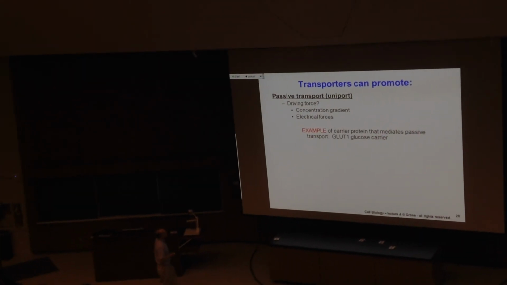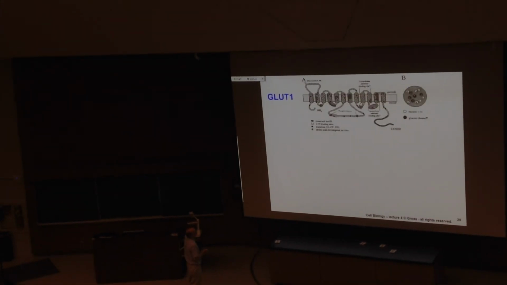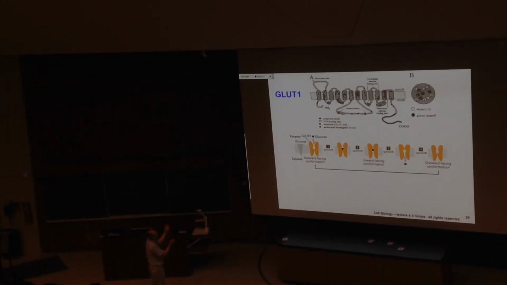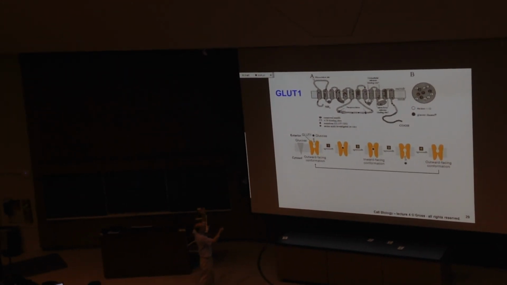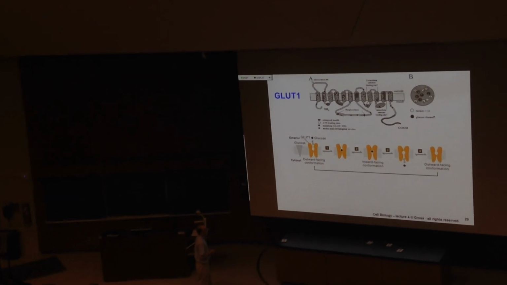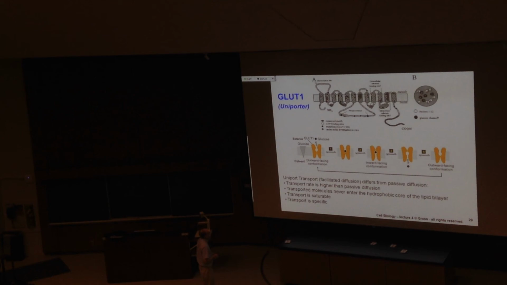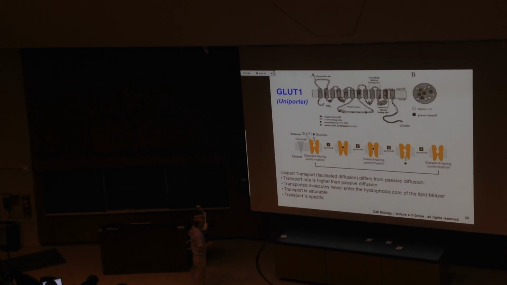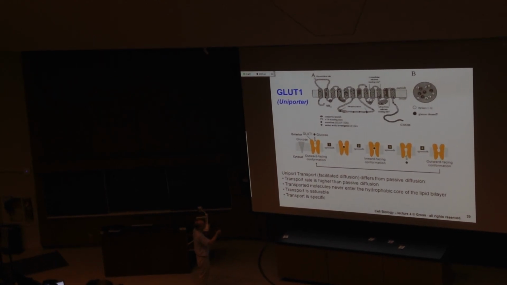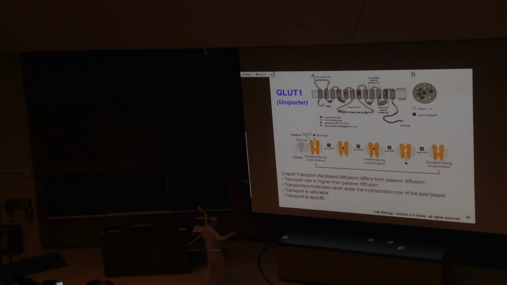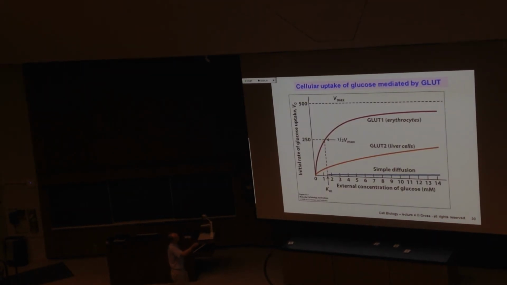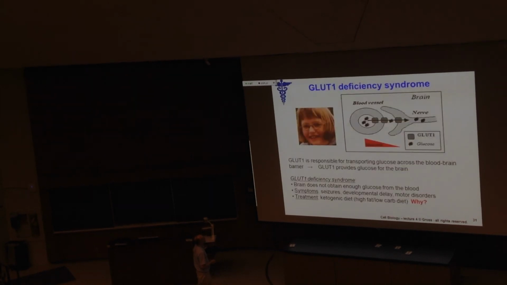So one example of something that's being transported is GLUT1. GLUT1 has a lot of transmembrane domains, and it basically transports glucose down glucose's concentration gradient. It works to transport glucose from the blood into the brain. It's passive. It's facilitated diffusion, so it's down its concentration gradient, but it's faster than passive diffusion, and it's specific and it's saturable. So there's its saturation, and it's faster than passive diffusion.